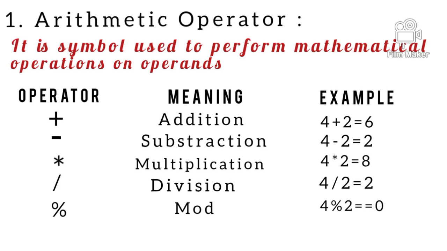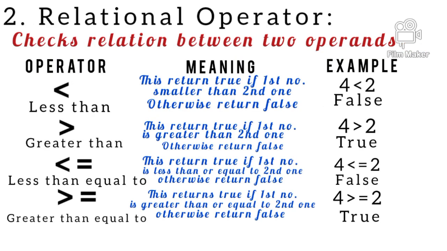It is a symbol used to perform mathematical operations on operands. This includes addition, subtraction, multiplication, division, and mod. After that, second is relational operator. It checks relation between two operands.